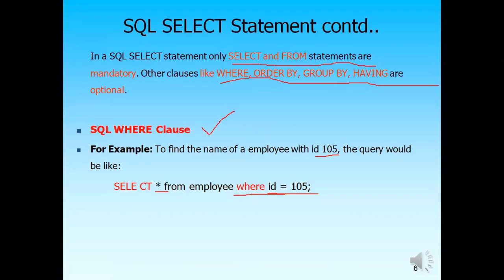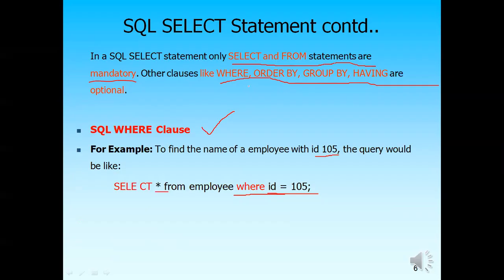Then another example of the select query with different operators we can discuss here. With the where clause, what type of conditions can you use? One example we have discussed for the attendance criteria. Another example we can discuss here. Also one thing you can note down: in the SQL select statement only select and from clauses are mandatory. Other clauses like where clause, order by clause, group by, and having clause are optional. You can note this down.